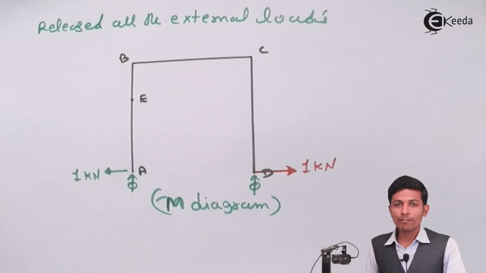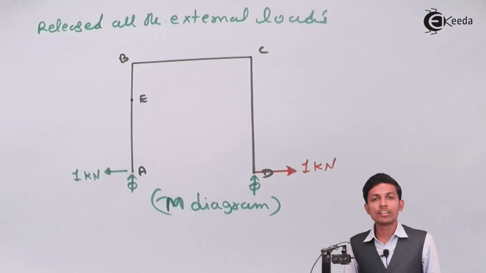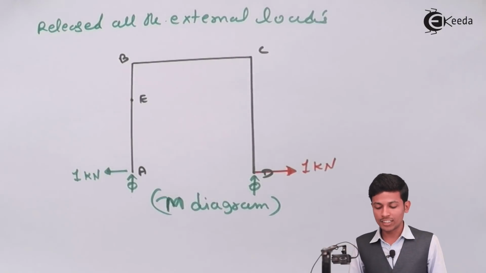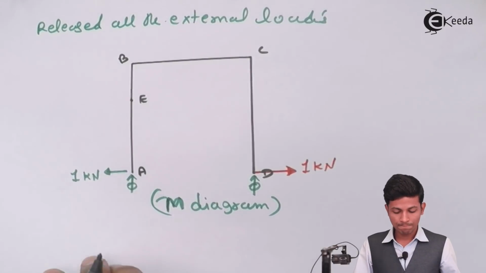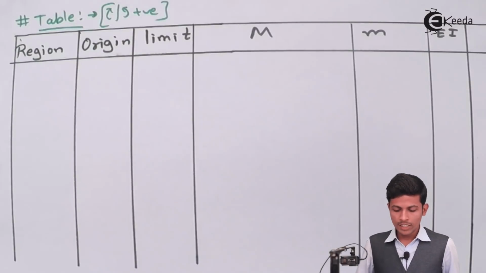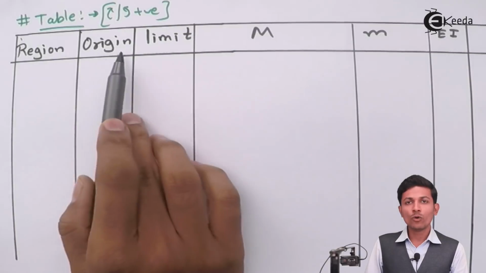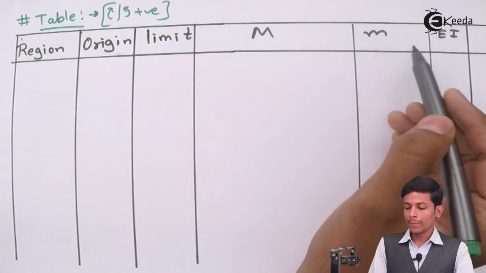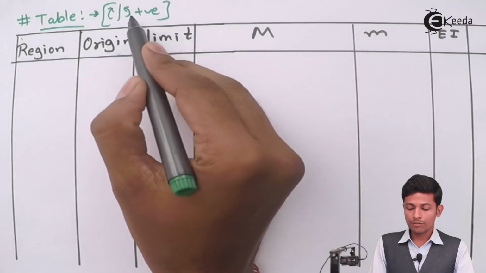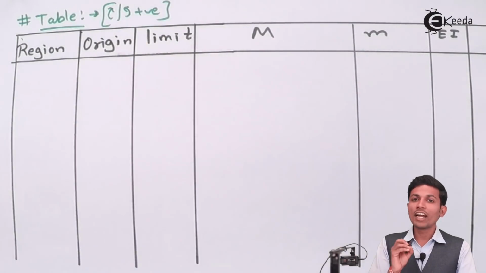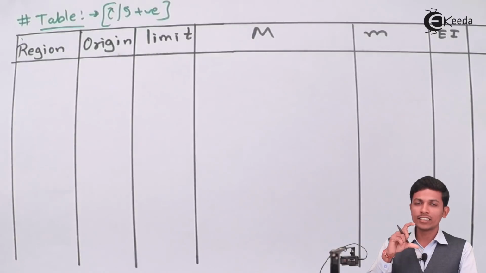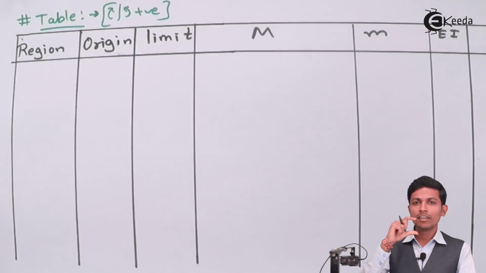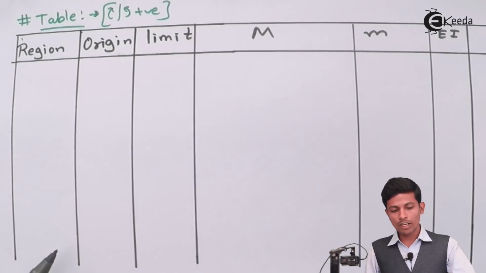Now after that, we have to draw the table first and take the different sections. Let's see how it goes. Students, draw the table with columns: region, origin, limit, M, small m, EI, and signs, and follow the sign convention. This means we are taking sections and we have to find the bending moment at each section.